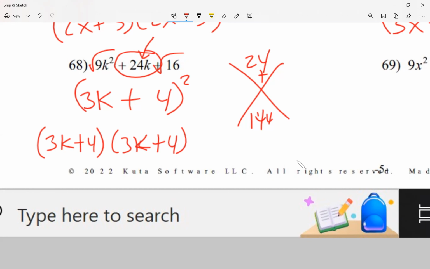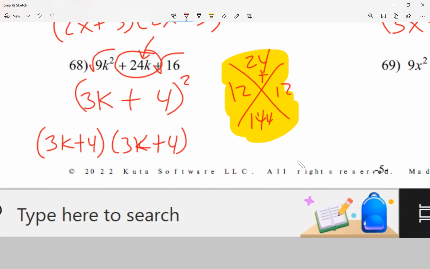The diamond method, let me highlight this. This will work, right? You will have to split this as 12 and 12. You have to split the middle term, but you will end up getting 3k plus 4 twice.